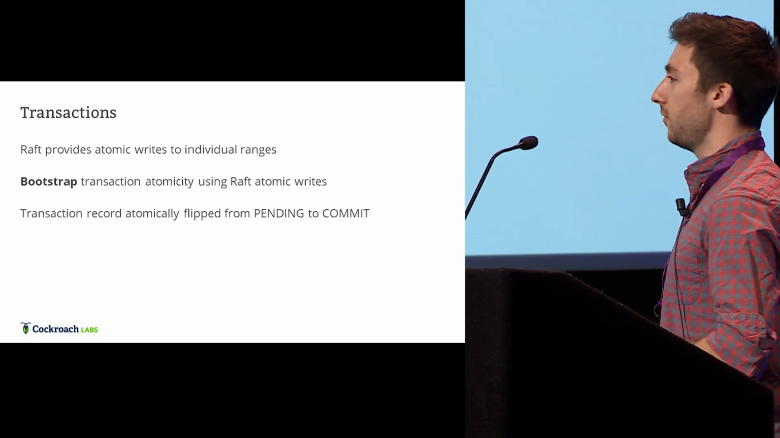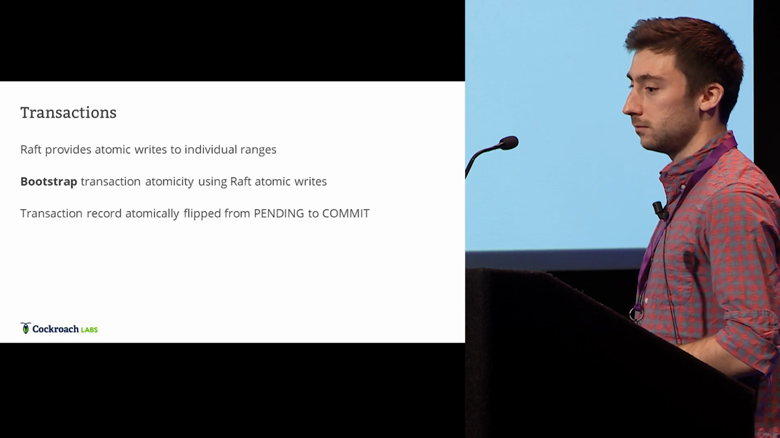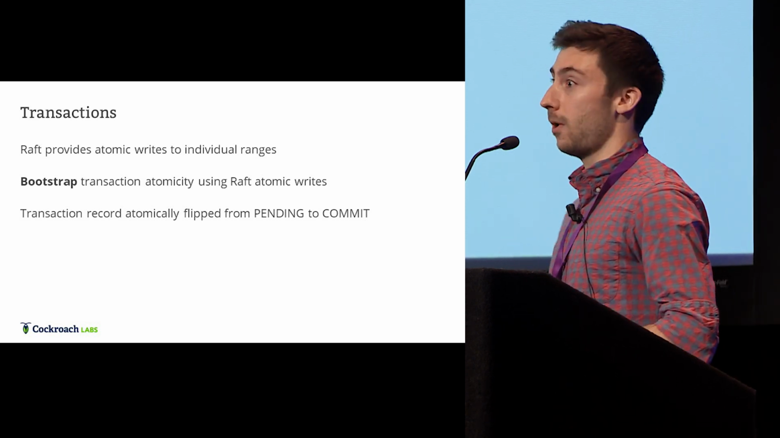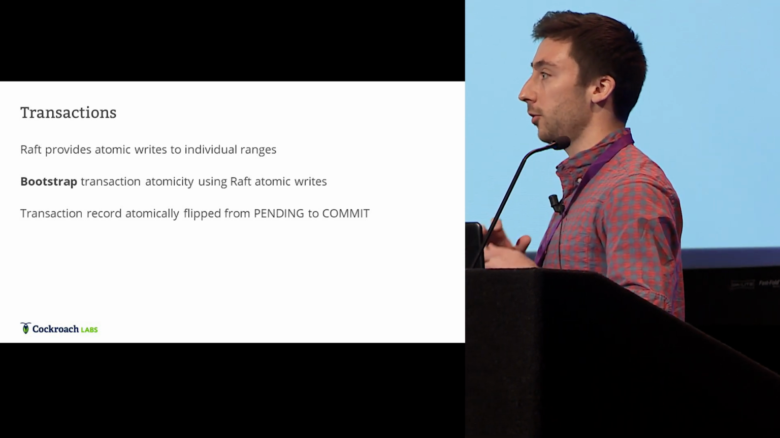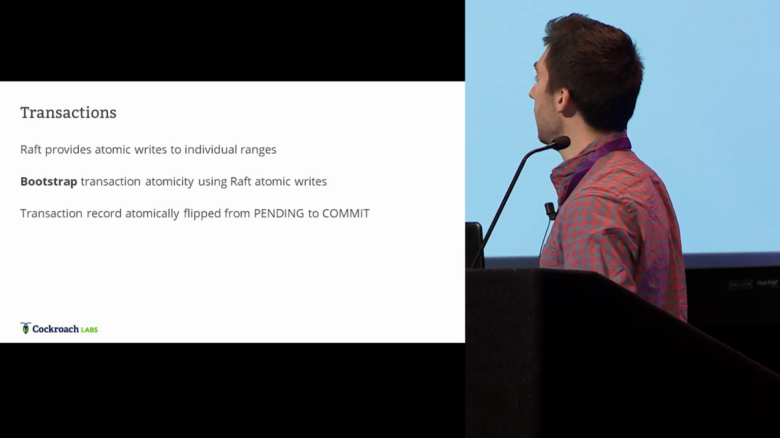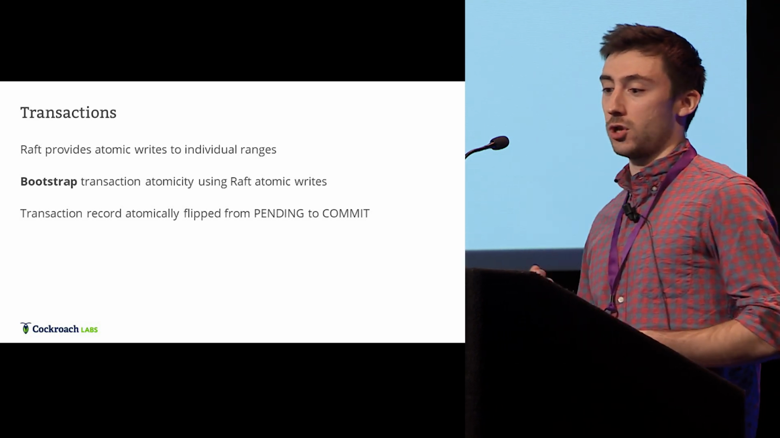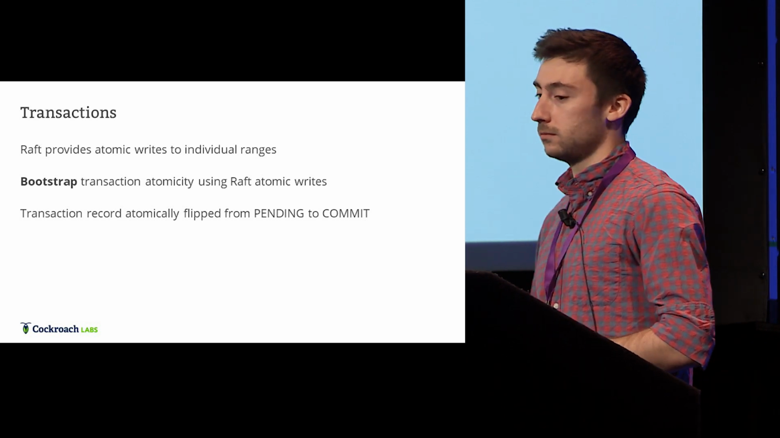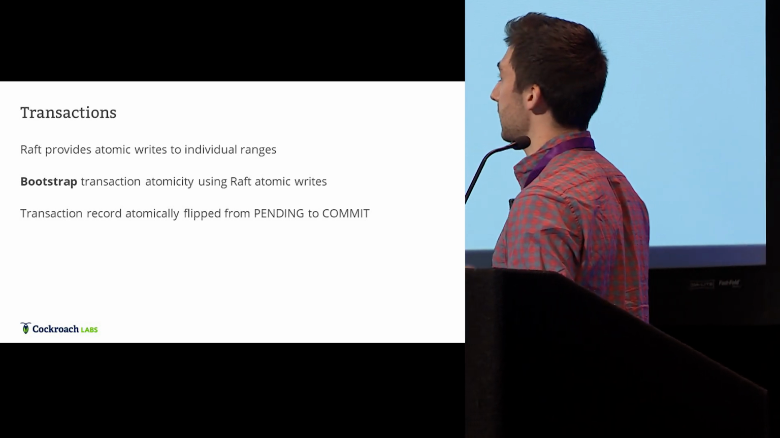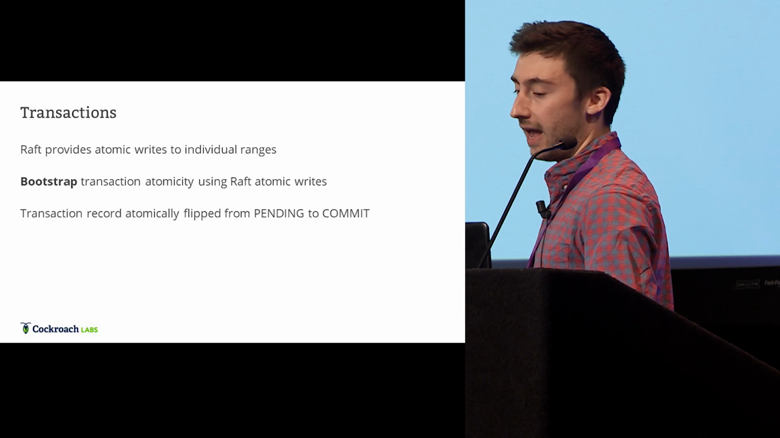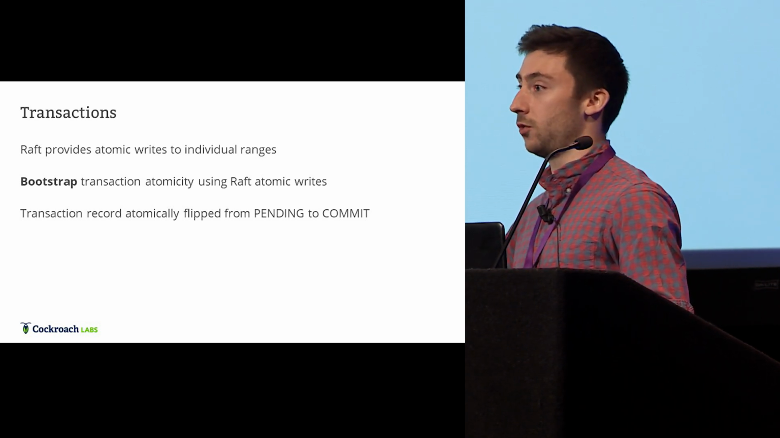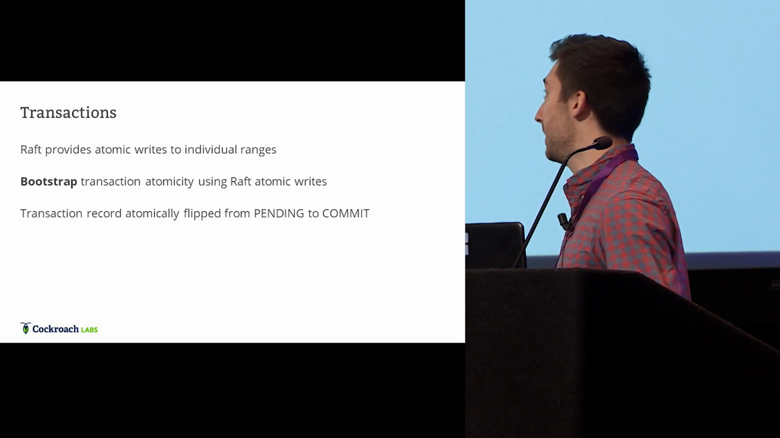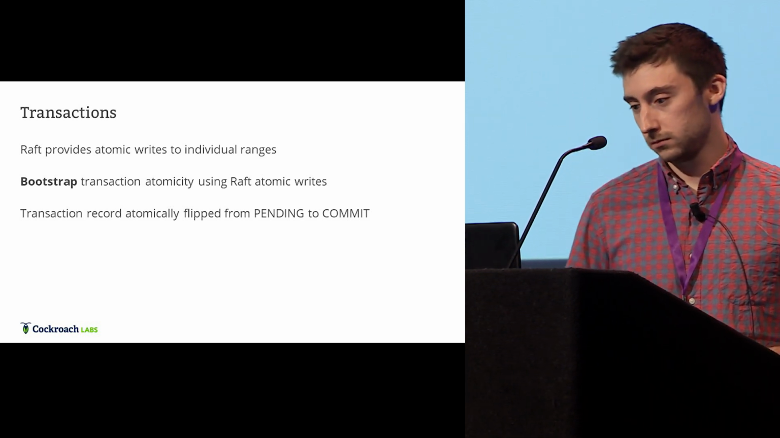So let's dive into the implementation of transactions briefly. Transactions provide a unit of atomicity. They're all or nothing. They either succeed or they fail altogether. And transaction-level atomicity in CockroachDB is bootstrapped on top of range-level atomicity provided by Raft. Each transaction has an associated transaction record, and updates to the transaction record are stored on a single range. So we're able to indirect through this transaction record to provide atomicity for the entire transaction.